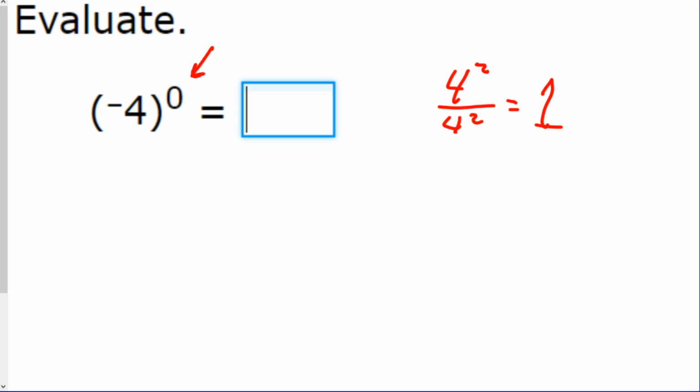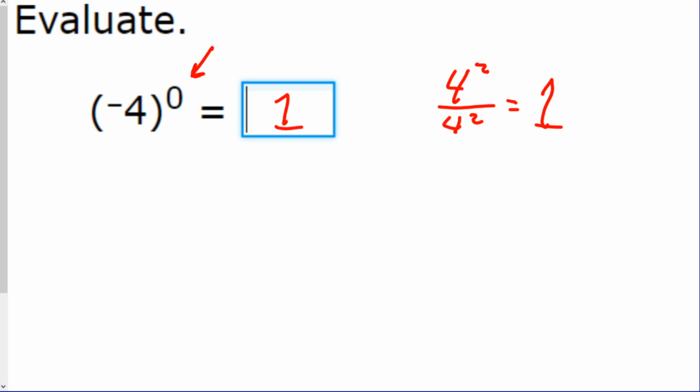Well, if you notice, these two exponents are the same. When we get to the lesson on dividing with exponents, this will make more sense. But they're going to basically cancel out. You're going to subtract. You have 4 squared up here, and you have 4 squared on the bottom. As long as the bases are the same, those squareds are going to cancel out. So you're going to be left with 1.